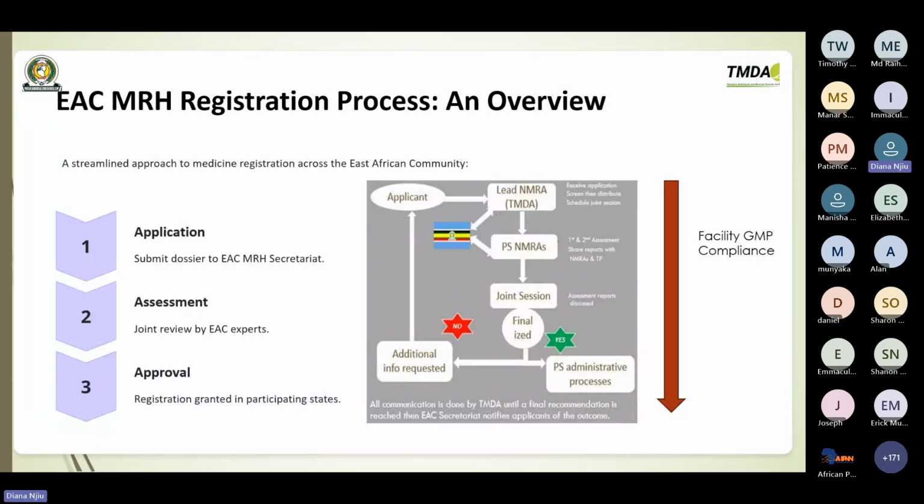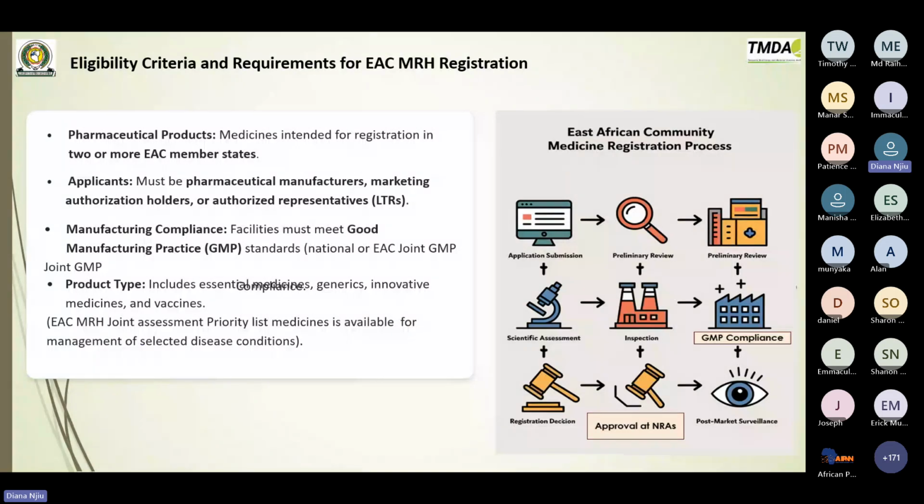Moving on to understand the eligibility criteria and requirements for the EAC MRH registration pathway. Normally, some of the requirements include that the product should be a pharmaceutical product. For this pathway, as we have started, we want pharmaceutical products. We do not want, for example, traditional medicines.